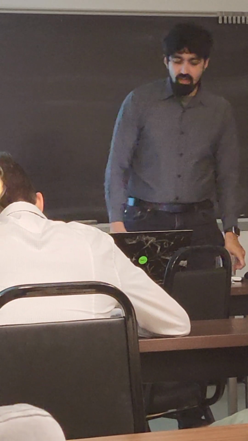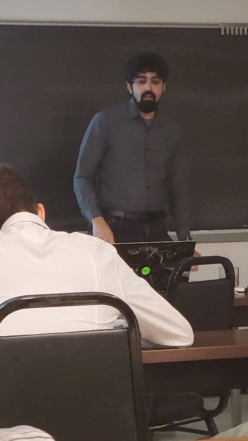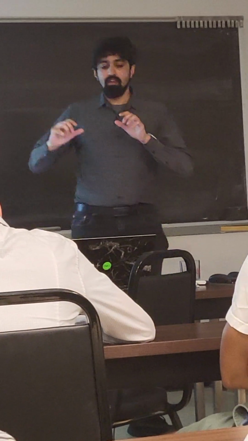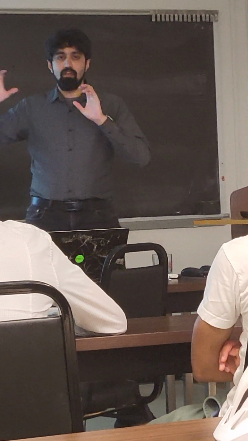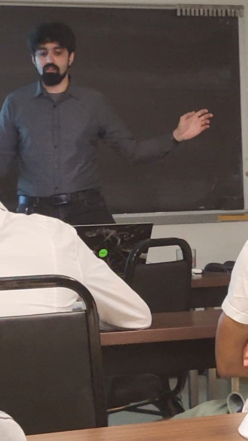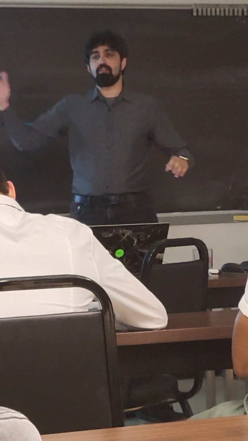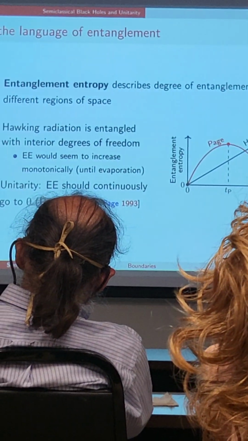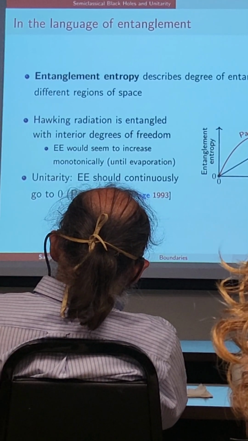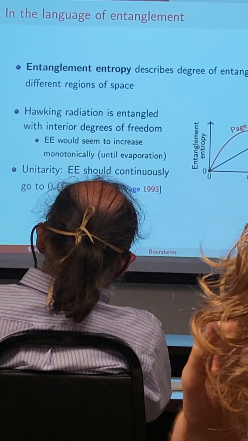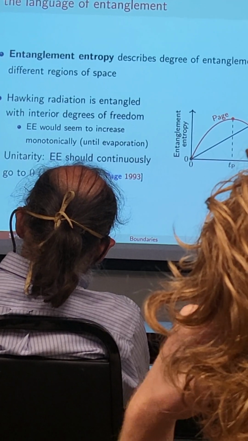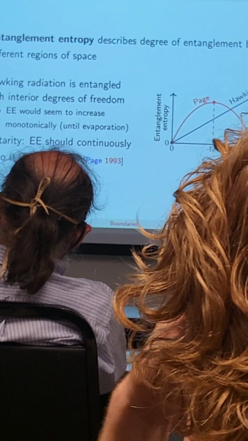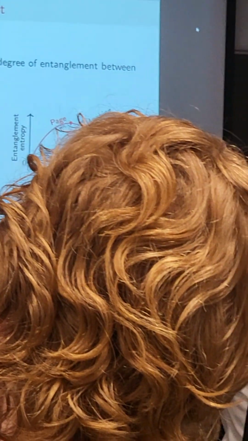I'm going to phrase this in the language of entanglement. Entanglement entropy is a way of counting the degree of entanglement between a region of space and its complementary region of space. When Hawking radiation is emitted, you can say that the exterior degrees of freedom of some black hole configuration are entangled with the interior degrees of freedom. So that would make you say entanglement entropy should increase monotonically, maybe until evaporation.